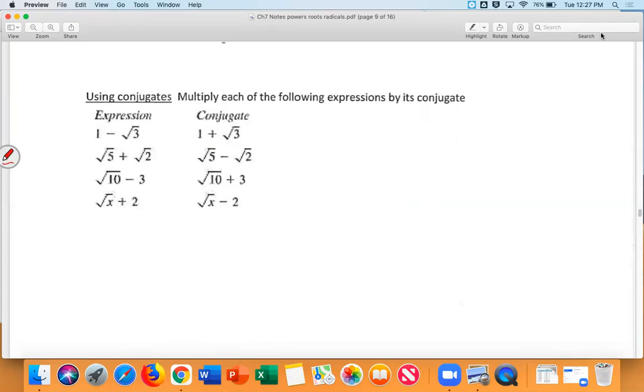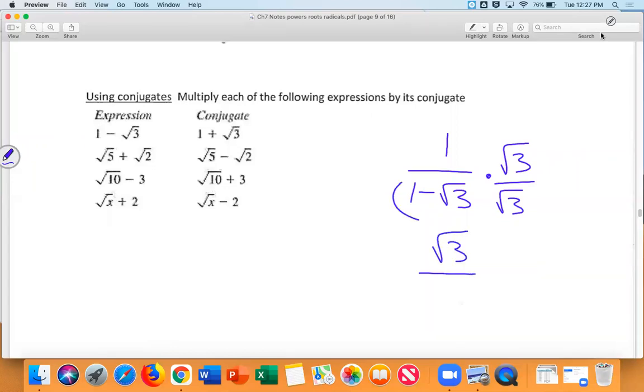All right. But with this, when I have 1 over 1 minus root 3, the problem is when I multiply by root 3 over root 3, this is what happens. I have 1 times root 3 in the numerator. In the denominator, I have to distribute that. So it becomes root 3 minus 3.